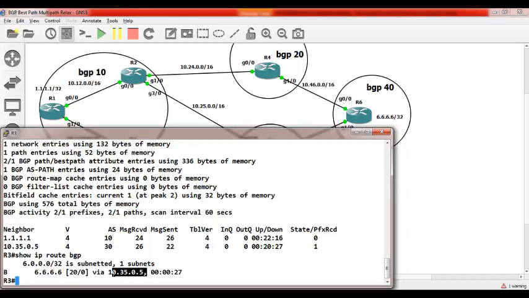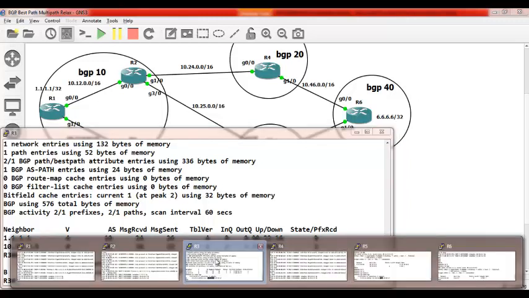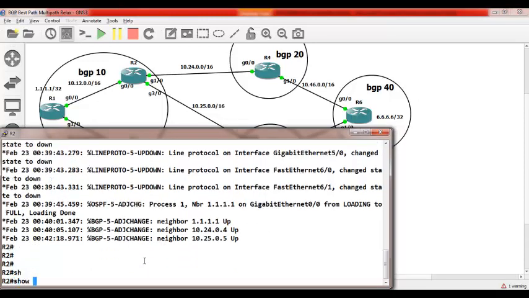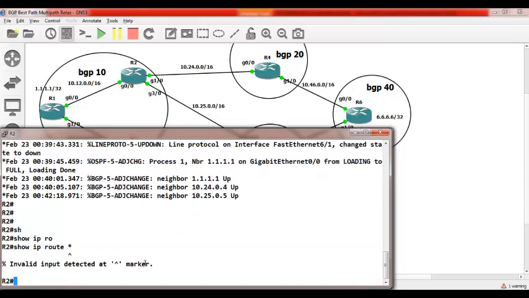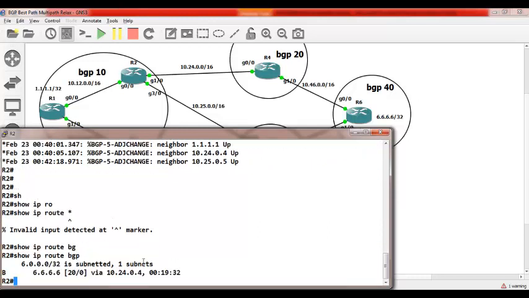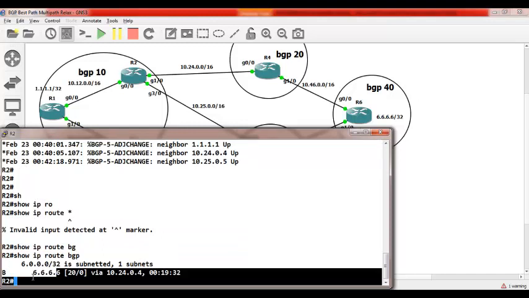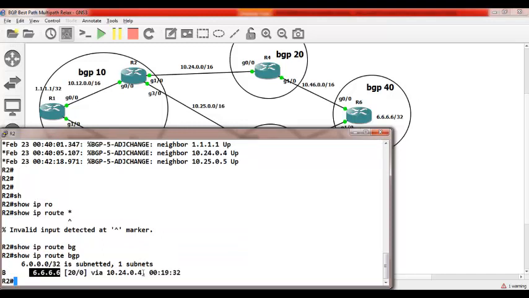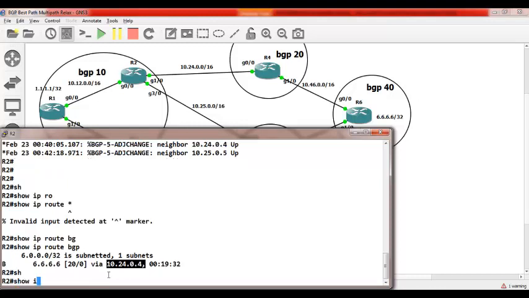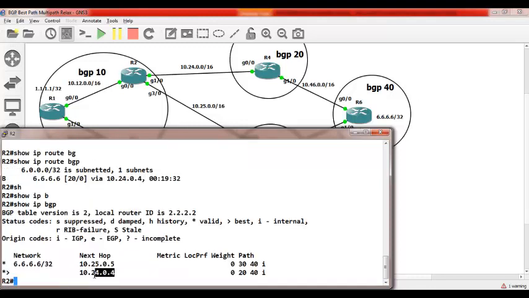Alright, likewise, router 2 also should be having the route for 6.6.6.6. Show IP route. So for 6.6.6.6 it is going via router 4. Show IP BGP. It goes via router 4. For router 2 to reach 6.6.6.6, it can go via router 5 and 4, the number of hops is the same. Look at this. These two are reachable next hops.